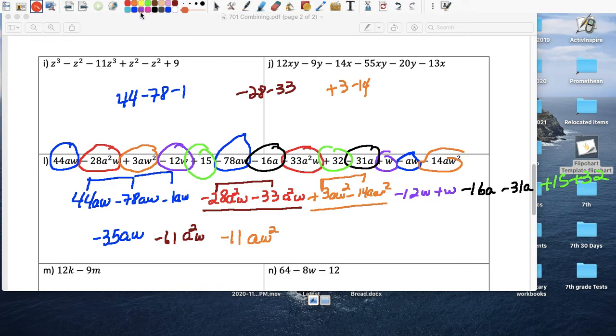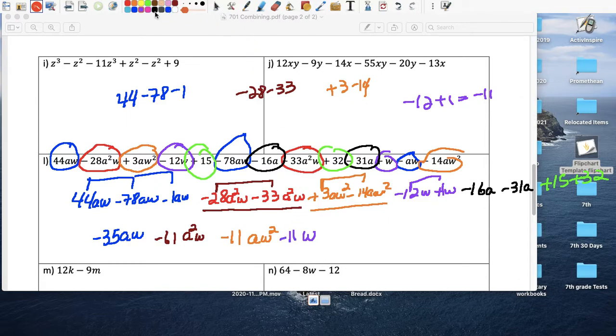In purple, I believe, and right in front of the w, let's see if I can sneak in a 1. Yes. So it's going to be w. And then negative 12, if I combine the coefficients, negative 12 plus 1, that gives me negative 11. So I've got negative 11.